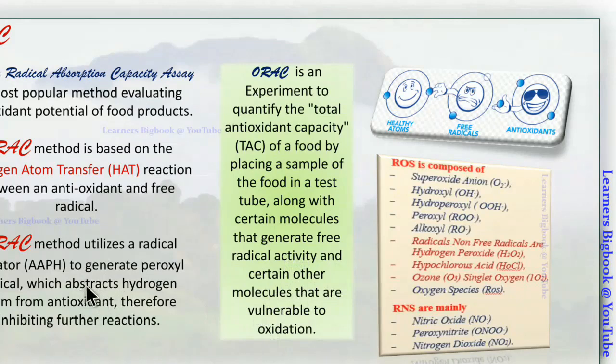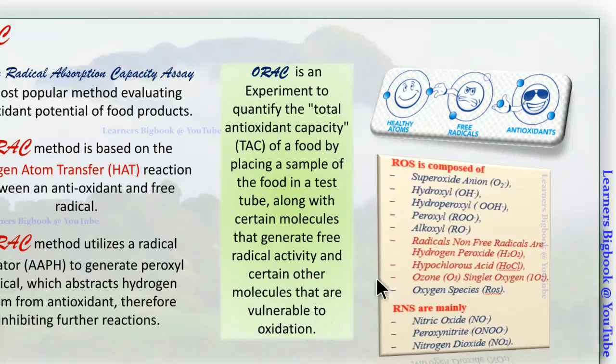Now here, certain other molecules which are vulnerable to oxidation, in the sense, as I have spoken, there will be healthy atoms which have a role in helping us understand the free radicals. In the same way, here we are going to consider a particular chemical in the experiment which will be vulnerable to oxidation. So that is going to react as the healthy atom reacts with the free radical, and it will be vulnerable to get deformed from its original form.